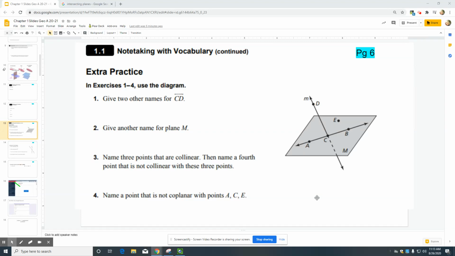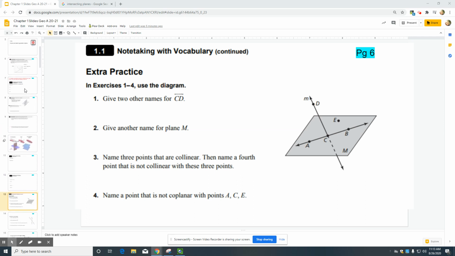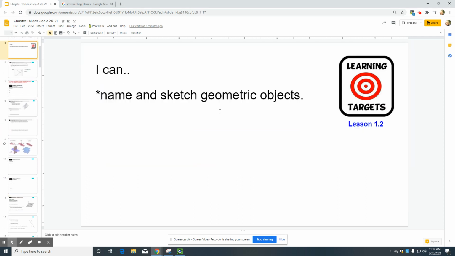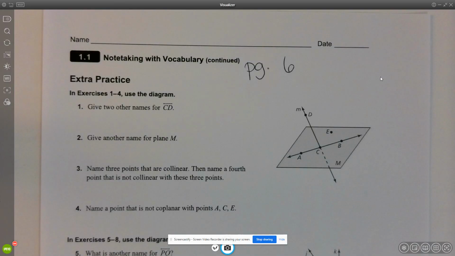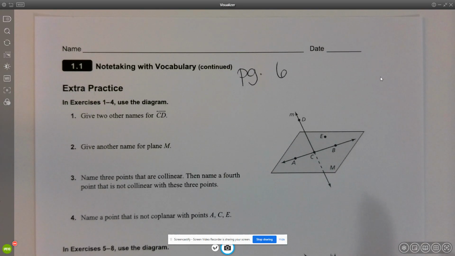So we're going to do some practice problems together from lesson 1.1. Please make sure you turn to page 6 in your student journal. All these practice problems will help us work on the learning target of naming and sketching geometric objects. We're going to start on page 6 and do these 10 problems here.